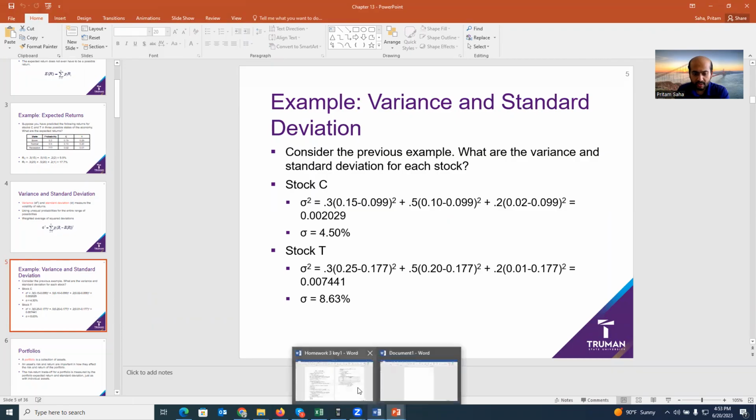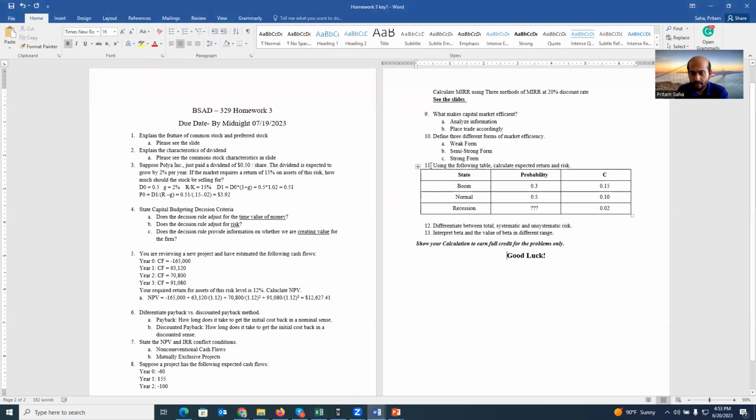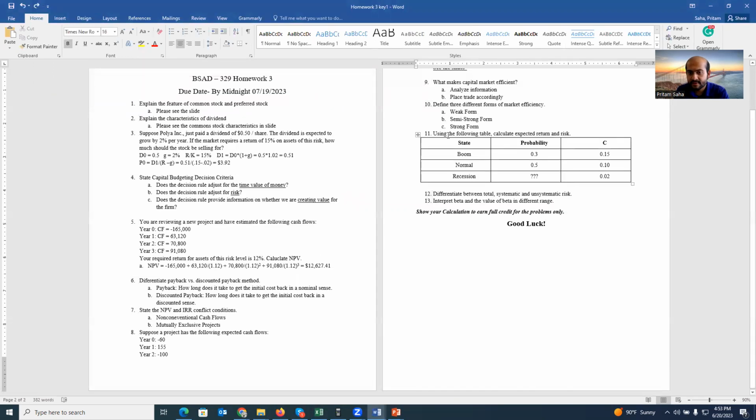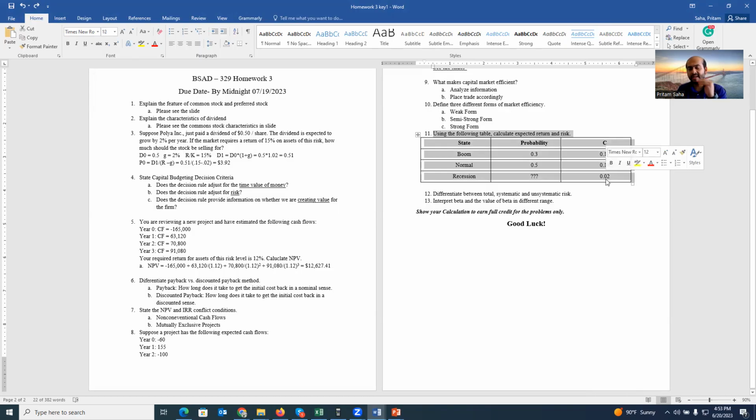Now, quickly on the homework. I want you guys to do that. I already showed you how to do that, but do it step by step and show the calculation in your homework 3, okay?